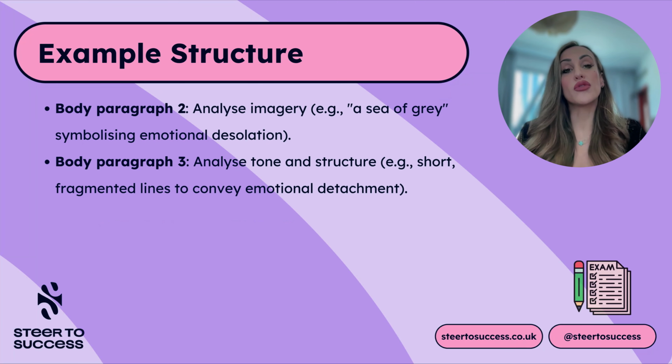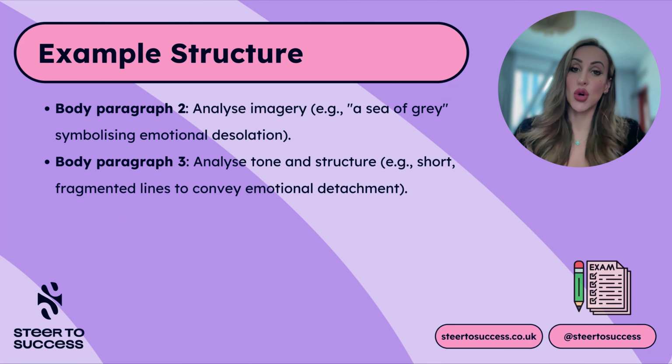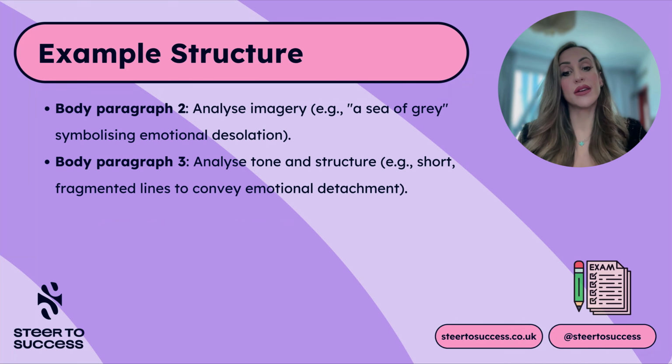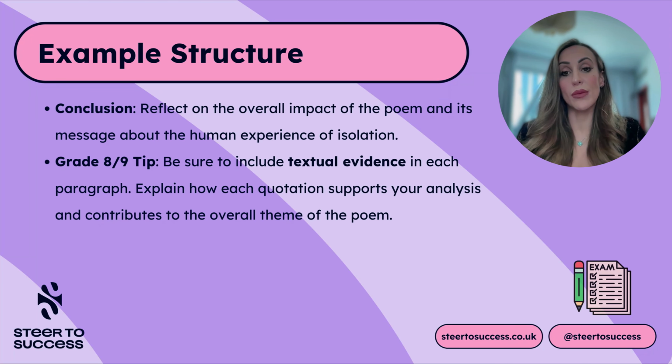And then body paragraph 3, make sure you leave a paragraph to talk about the structural features of the poem. Again, linked to the question. I mean, you can weave this throughout, but identify structural features and ensure you talk about those in your essay. So short fragmented lines to convey emotional detachment could be an example of that.